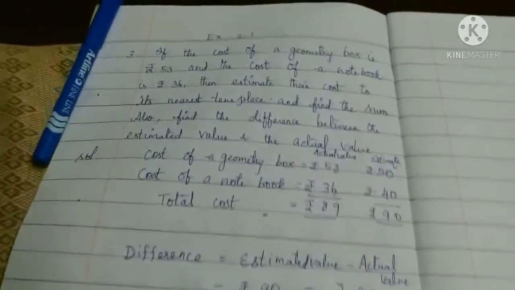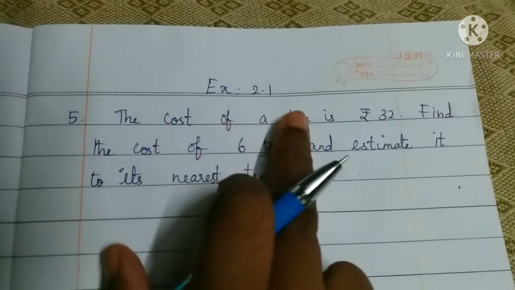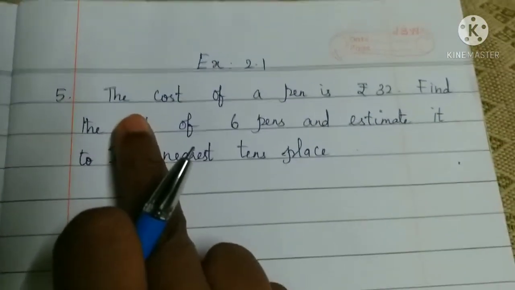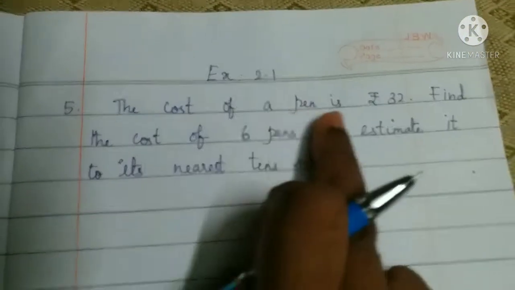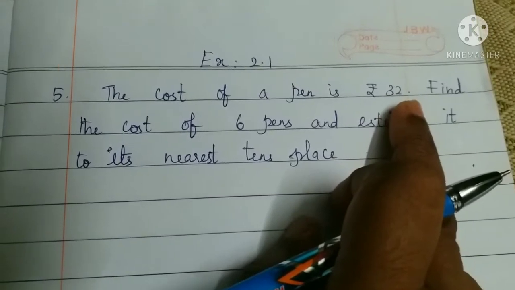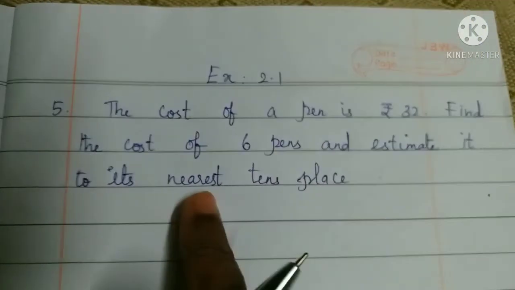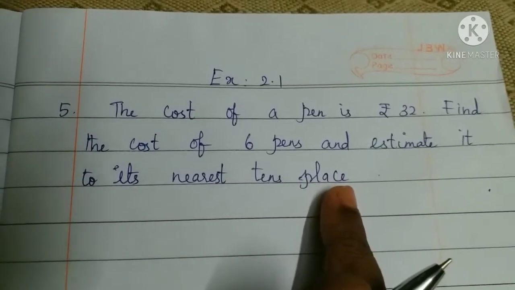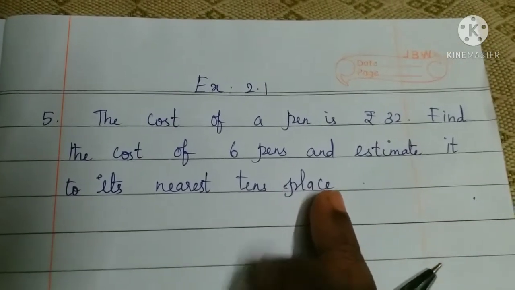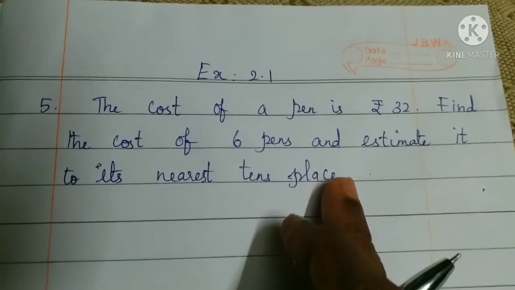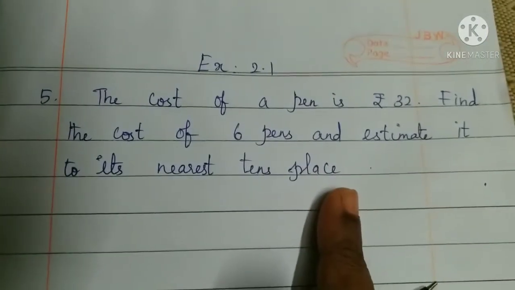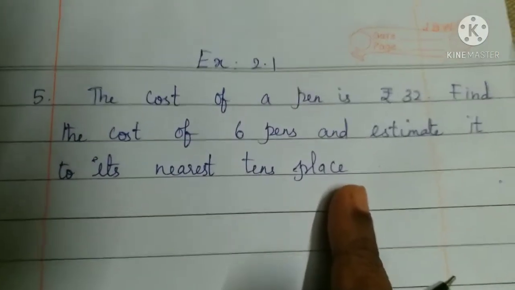Thank you. So next, exercise 2.1, fifth sum. The cost of a pen is rupees 32. Find the cost of 6 pens and estimate it to its nearest tens place. So the cost of 1 pen is rupees 32. So 1 pen is 32. What is the cost of 6 pens?